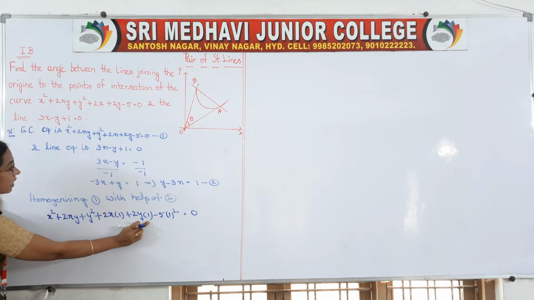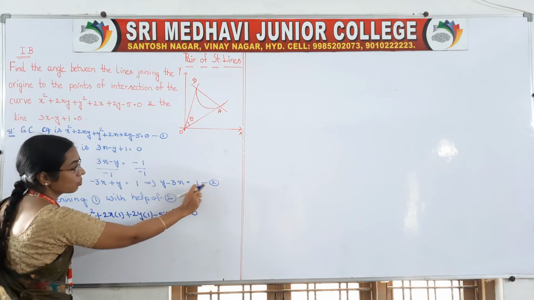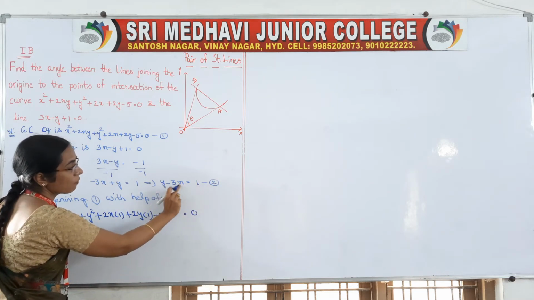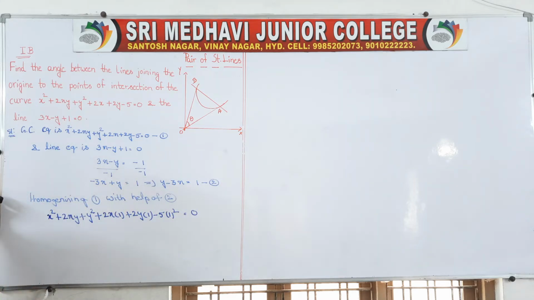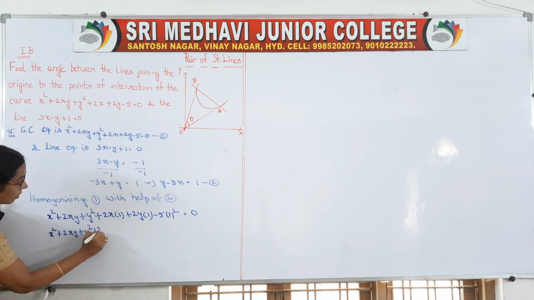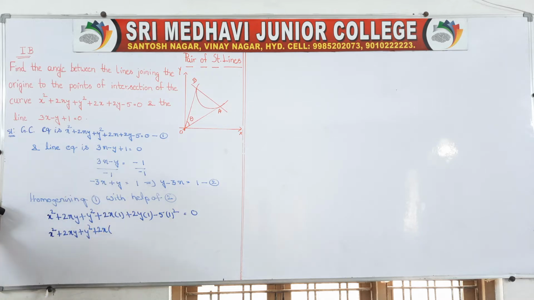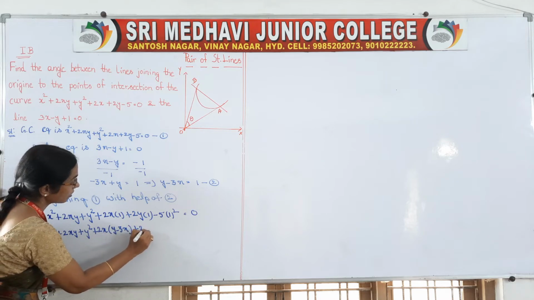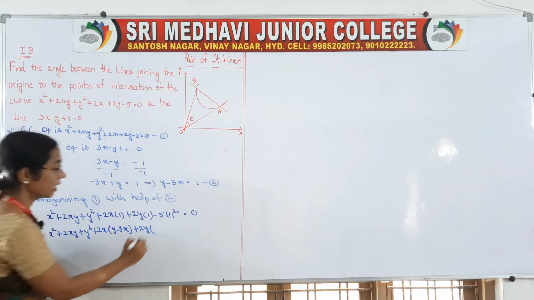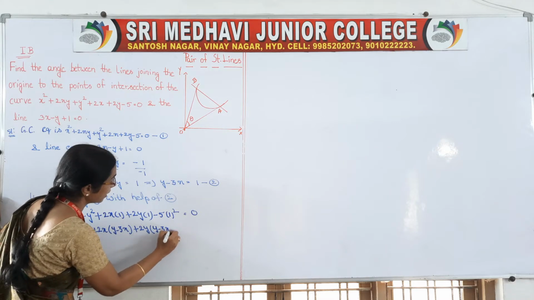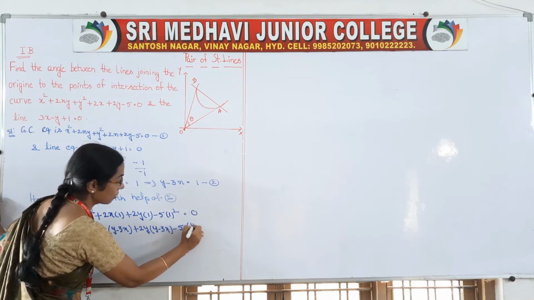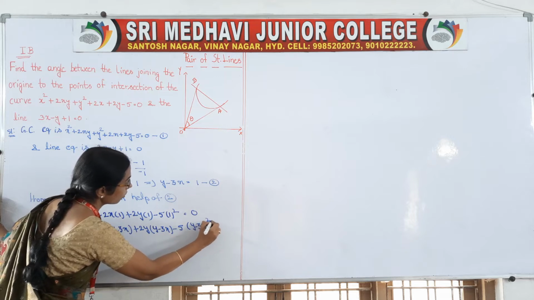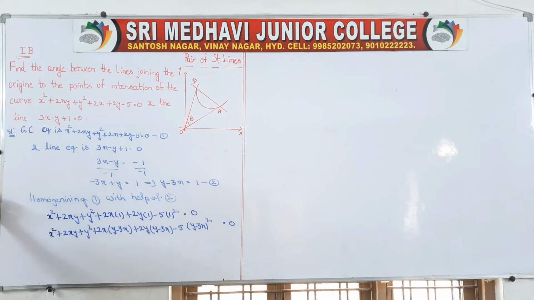So now wherever 1 is there, from your equation 2, what is your 1? 1 is equal to y minus 3x. Substitute that y minus 3x in this equation. So x square plus 2xy plus y square plus 2x into 1, what is that? y minus 3x, plus 2y into 1, what is that? y minus 3x, minus 5 into y minus 3x whole square is equal to 0.